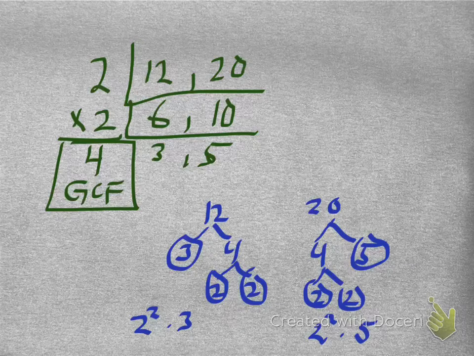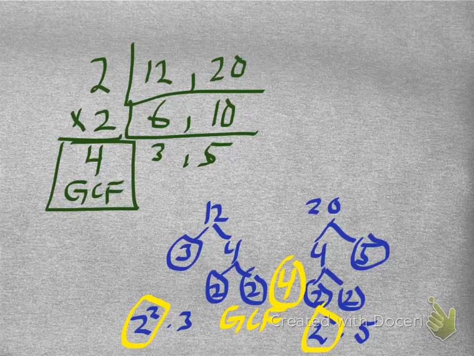And now we look for what do they have in common. Well, they both have 2 2's, 2 to the second power. And so that is the GCF. So they both had a 2 to the second power. So the GCF is 4. And so all three of these methods give us the same answer.